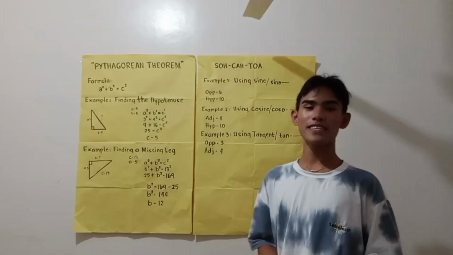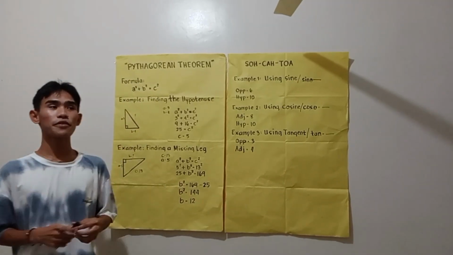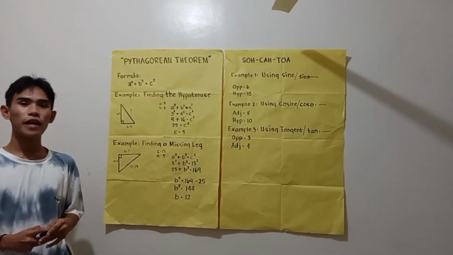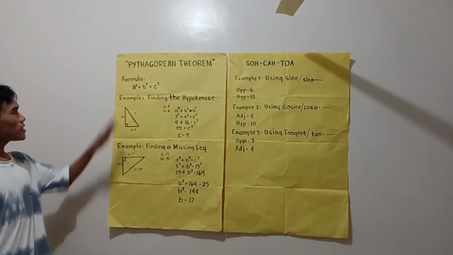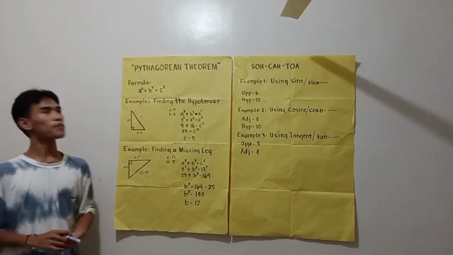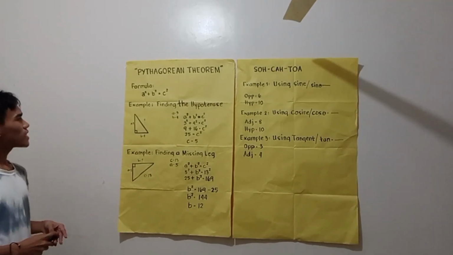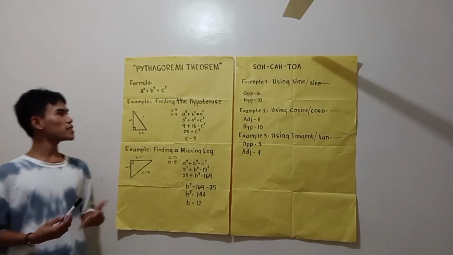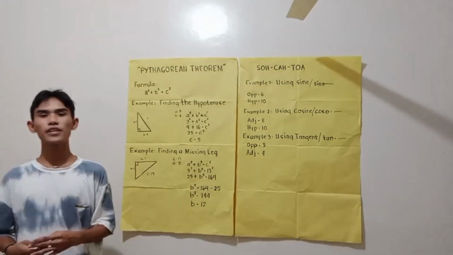The Pythagorean theorem and the SOH-CAH-TOA method. First, the Pythagorean theorem states that in a right triangle, the square of the hypotenuse is equal to the sum of the squares of the two legs. This is the formula of the Pythagorean theorem: a squared plus b squared is equal to c squared. And we have here two examples so that you can understand more about how to calculate using the Pythagorean theorem.